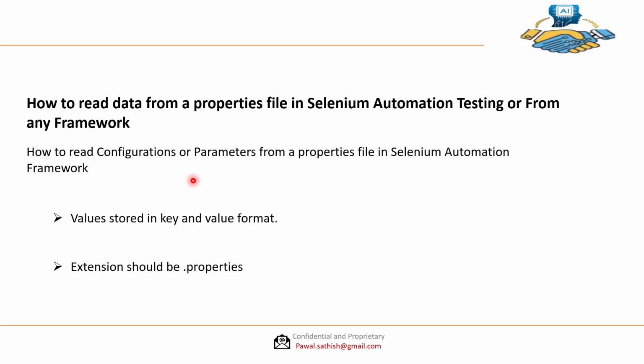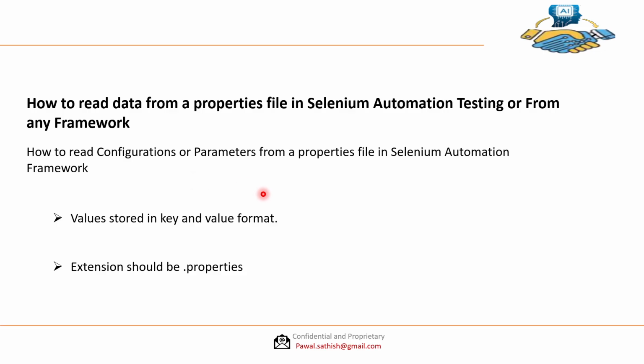Like we have a dev URL or QA URL or UAT URL or different production environments, and every environment has different URLs. So that is called static data, and the static data we store in key and value format. When we are defining a properties file, the extension should be dot properties only.